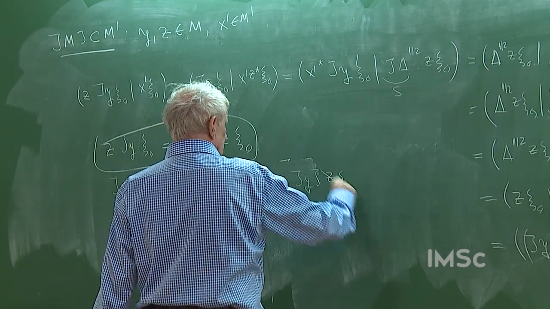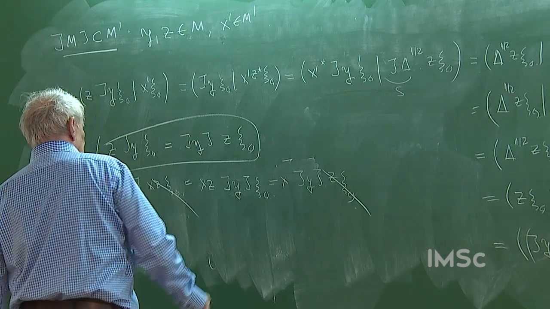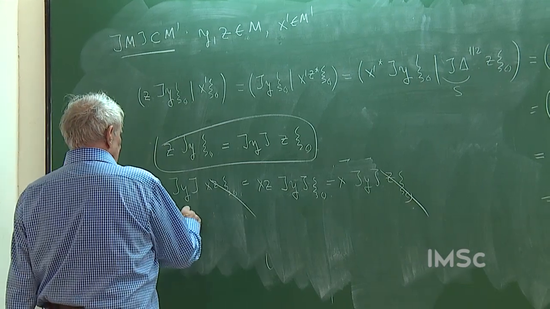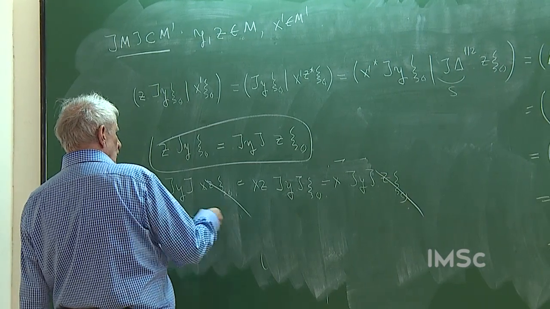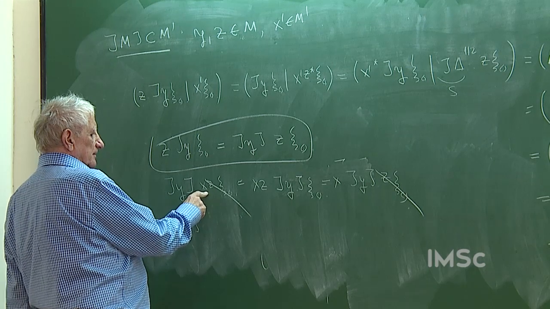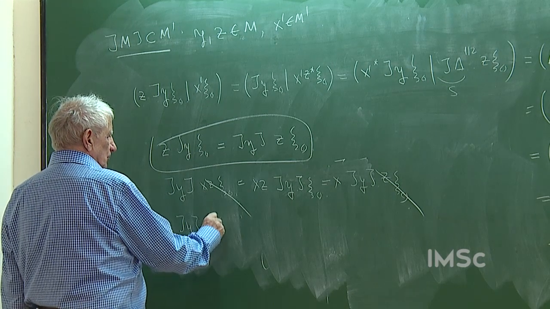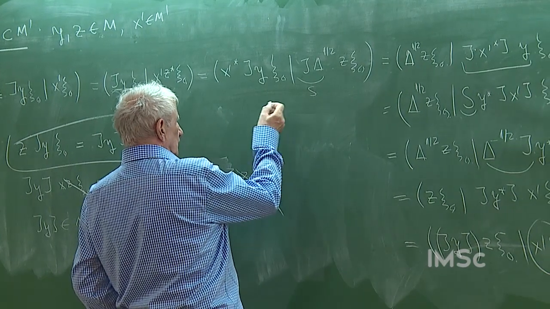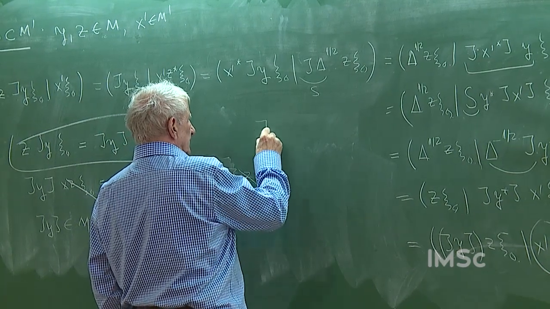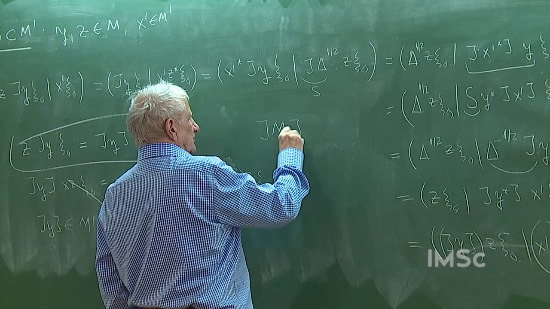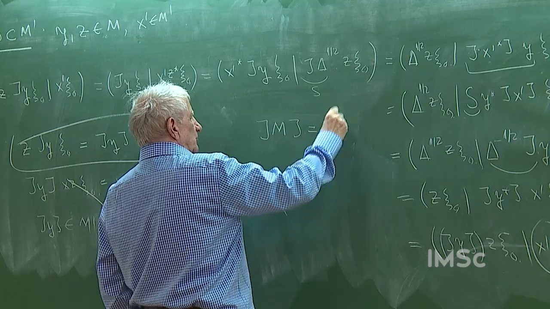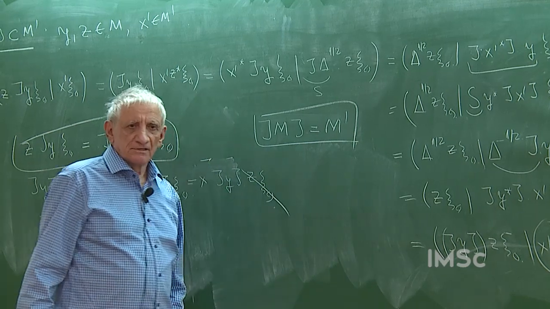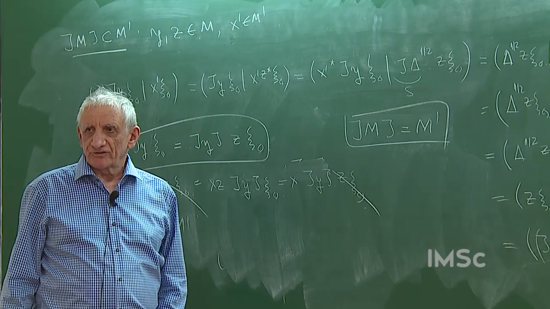And now you cancel this because it's dense in the Hilbert space. And you see that J Y J commutes with every element in M. So J Y J belongs to M prime. So we have already obtained the fact that J M J is equal to M prime. And tomorrow we will see the continuation of this.